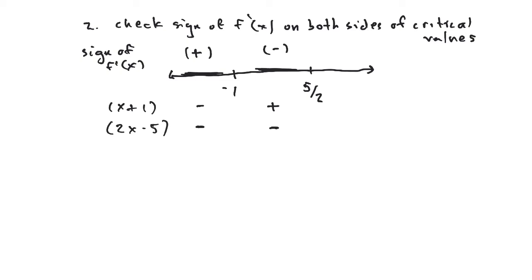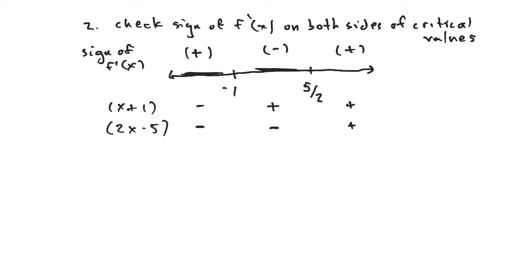And then to the right of 5 halves, let's say I pick x equals 3, and I plug it into x plus 1, that gives me 4, so that's a positive. If I plug in 3 to 2x minus 5, that's 6 minus 5, which is positive 1, which is a positive. And then if I multiply those together, a positive times a positive gives me a positive.